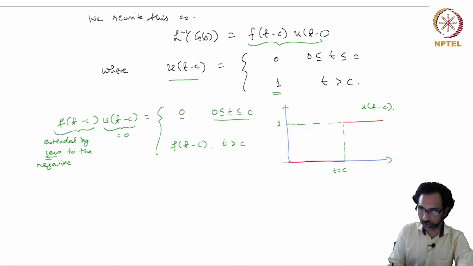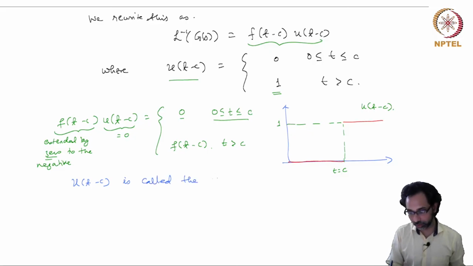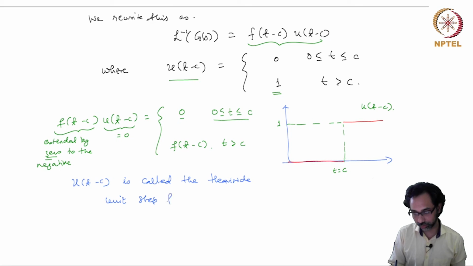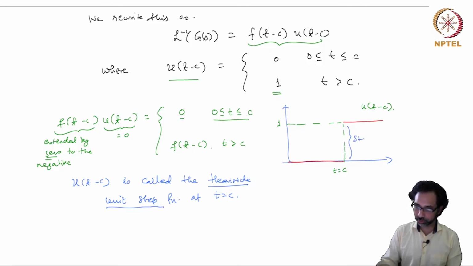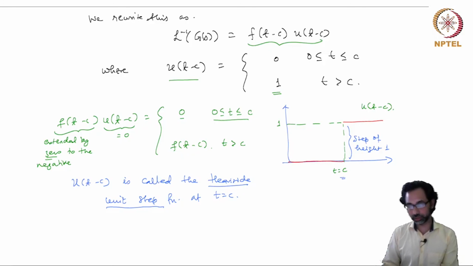So this function u(t minus c) has a special name. u(t minus c) is called the Heaviside unit step function at t equal to c. This is named after the mathematician Oliver Heaviside, and it's called the unit step function because it takes a step of height 1 at this point t equal to c. This function is very useful, especially in electrical engineering, and we will see how we can compute the Laplace transform of this function.